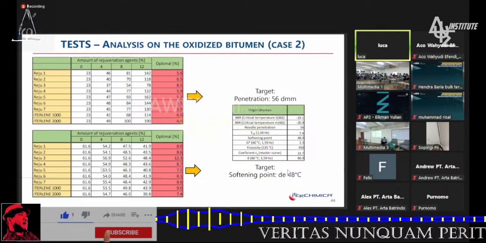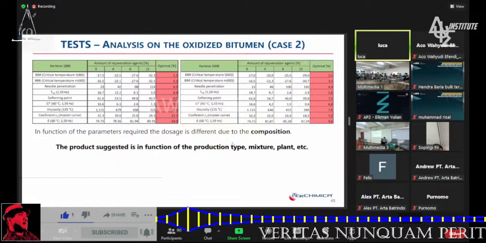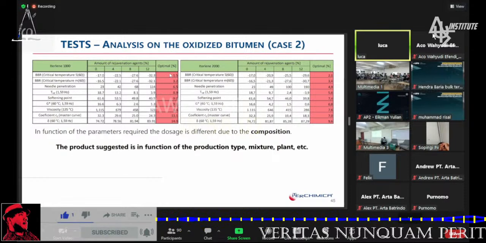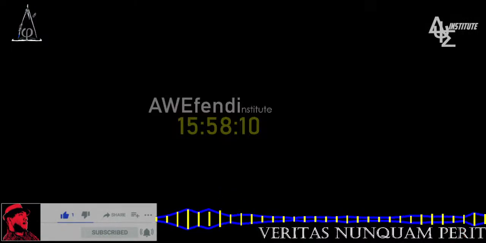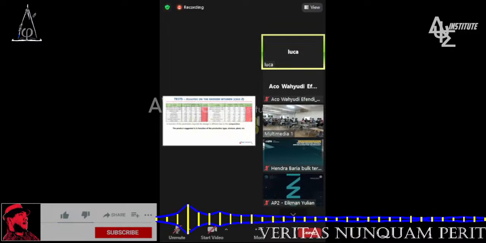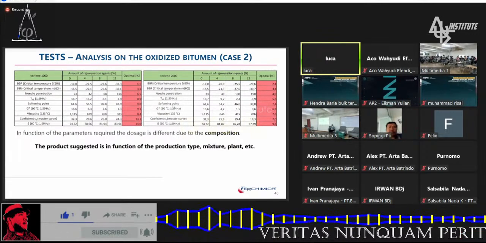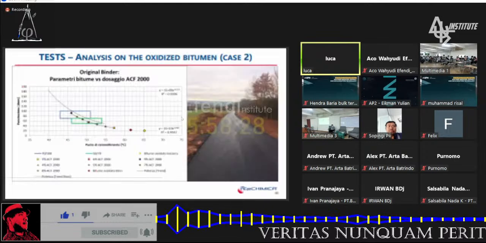In this case, the target was a bitumen with penetration 56 and 48, and these are the main parameters: the BBR, softening point, stiffness modulus, phase angle, and viscosity. What they did was to define, with our additives at 0, 4, 8, and 12%, which dosage we had to use in order to restore these parameters. And it's possible to see that restoring the BBR parameter is easier, as we saw even in our lab, than the other parameters. This is just due to the effect of the additive in the mixer.